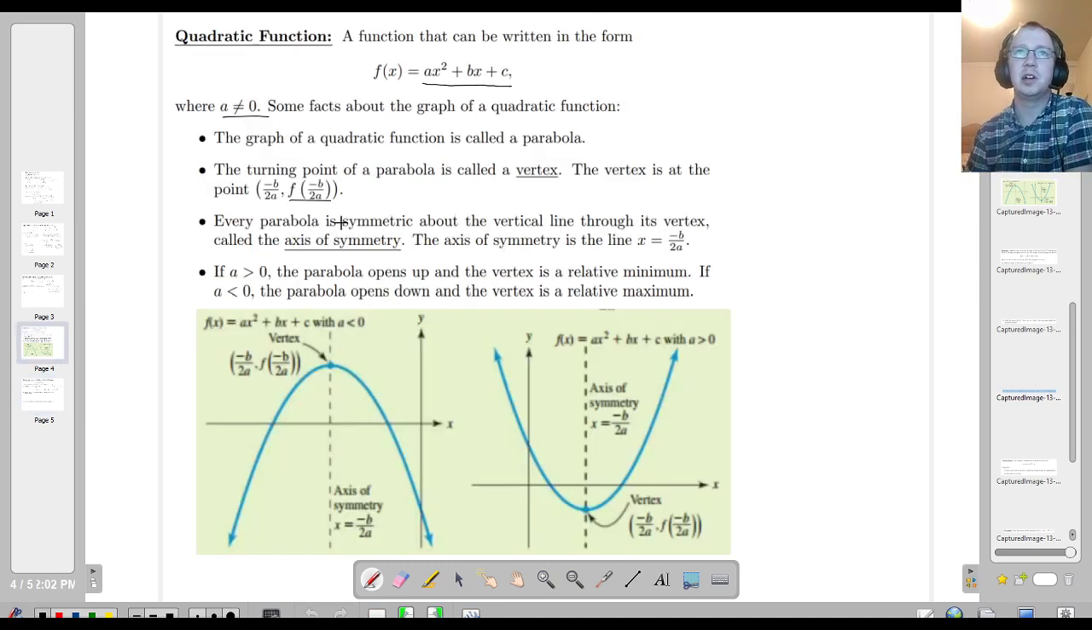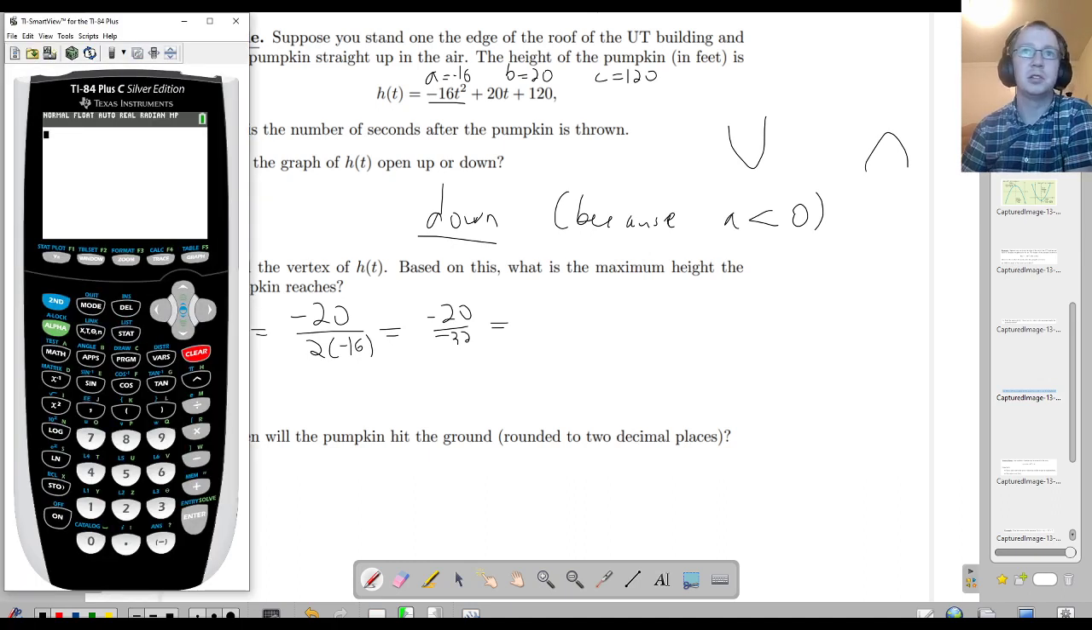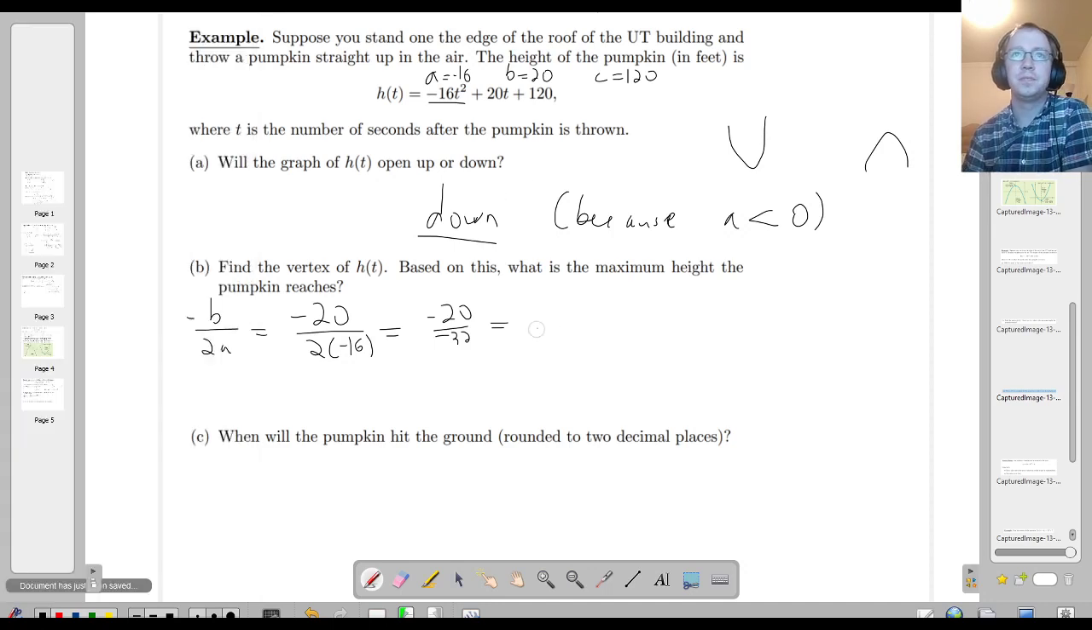We're always going to base this off of finding negative b over 2a, and then plugging that into our function. So let's start with negative b over 2a. a is negative 16, b is 20, c is 120. So negative 20 over 2 times negative 16. That's negative 20 over negative 32. If we put that in the calculator, it should tell us what that comes out to as a decimal, or as a fraction if you prefer. There we go. So 0.625.